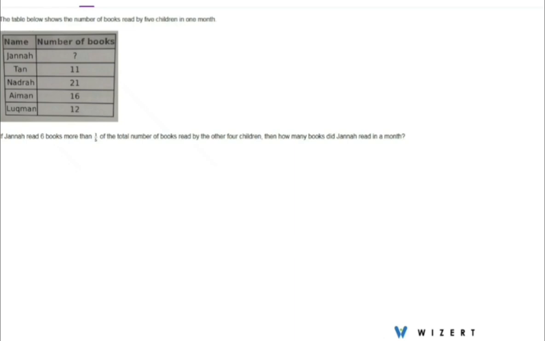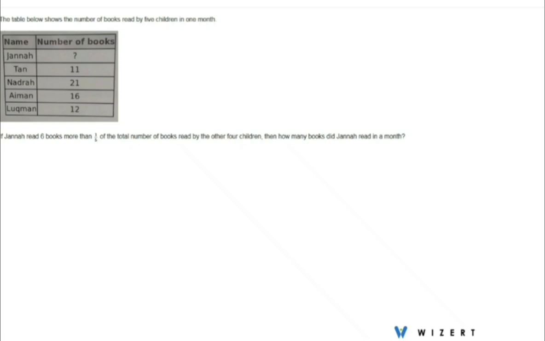We have this question here. The table below shows the number of books read by 5 children in 1 month: Jana, Tan, Nadra, Eman and Lukman. If Jana read 6 books more than one-fifth of the total number of books read by the other four children, then how many books did Jana read in the month?